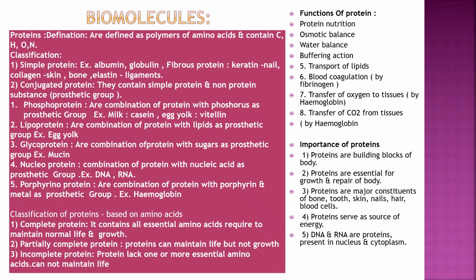The classification: simple proteins, then conjugated proteins, in which simple protein plus a non-protein substance, that is the prosthetic group, is present. So examples are phosphoprotein, lipoprotein, glycoprotein, nucleoprotein, example DNA, RNA, and porphyroprotein, example hemoglobin.